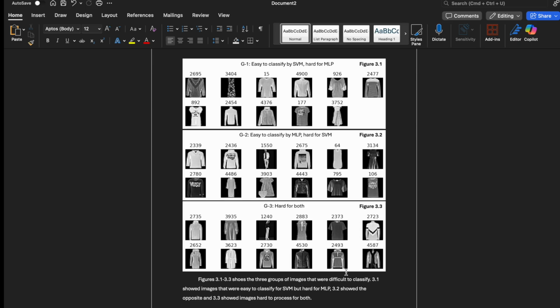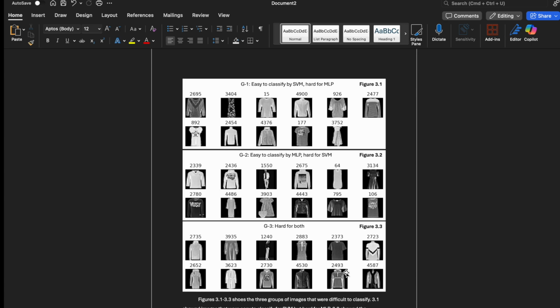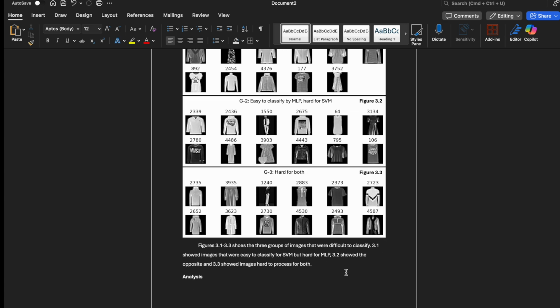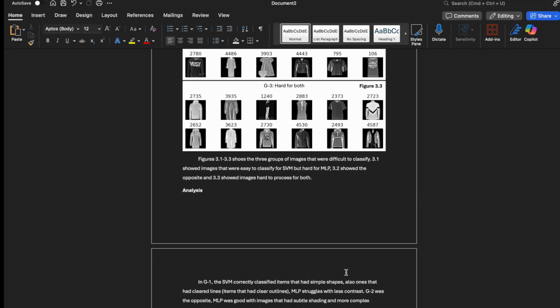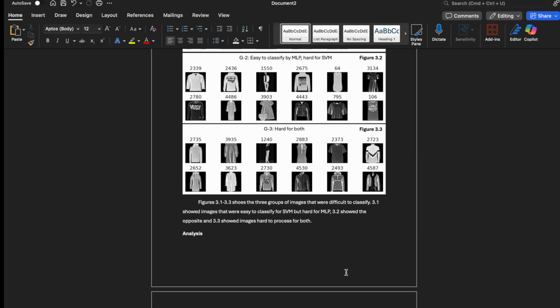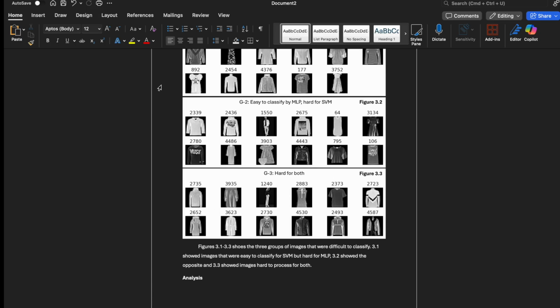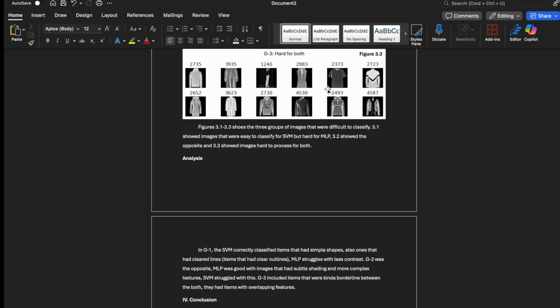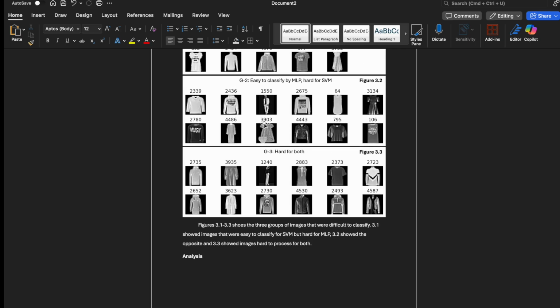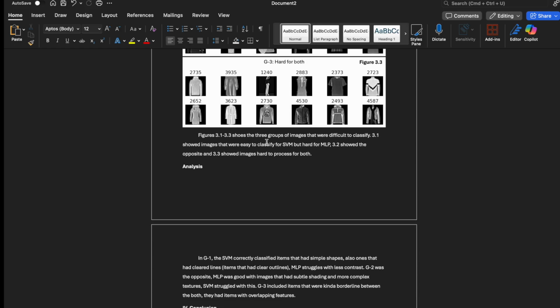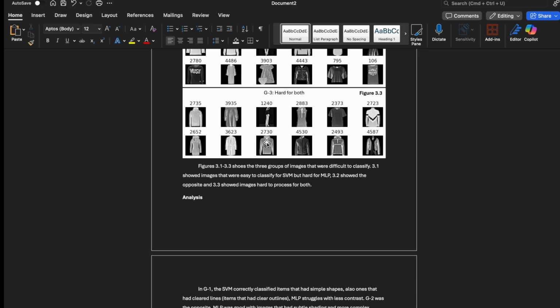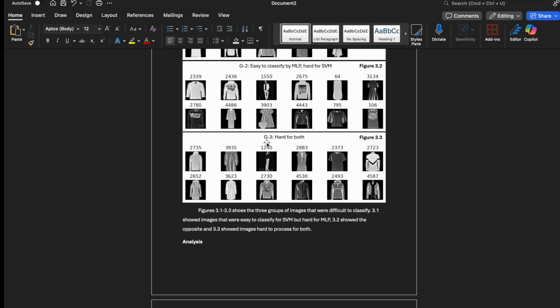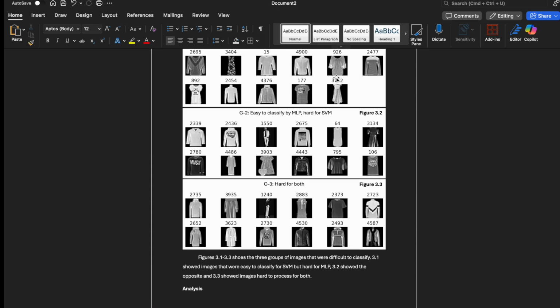Finally, moving on to the images for G1, G2, and G3. Something to note here: for G1, SVM correctly classified simple shapes, easy ones like a t-shirt, also ones that had simple outlines, nothing too crazy. MLP struggled with this. Then there were images easy to classify for MLP but hard for SVM, which is the opposite. MLP was good with images that had subtle shading and more complex textures, and SVM struggled with this.